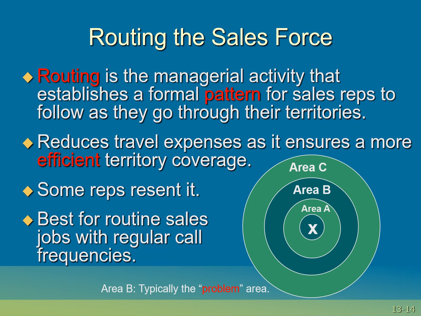As I said, in area A they can go and visit in a day and come back home at night. Area C is where they can go, find a hotel stay, and then come back the day after. Area B is typically the problem area. This is routing and the potential problem with routing.